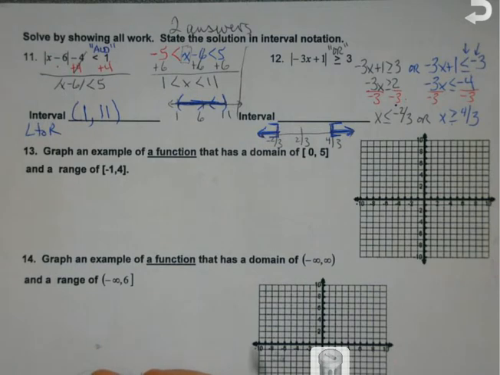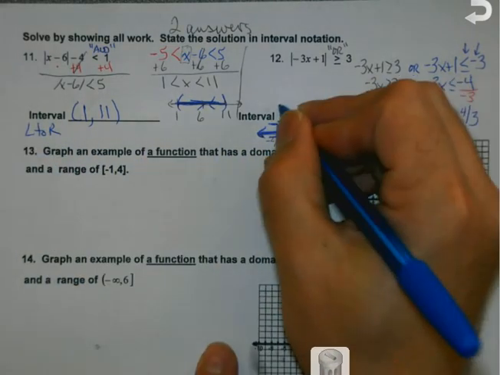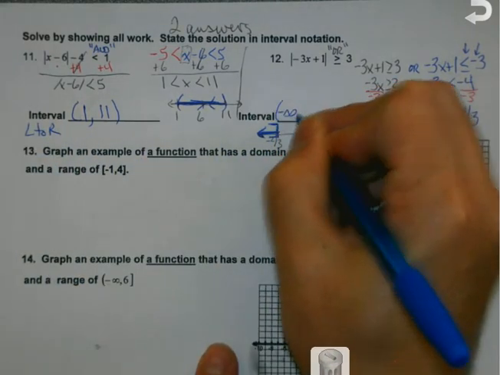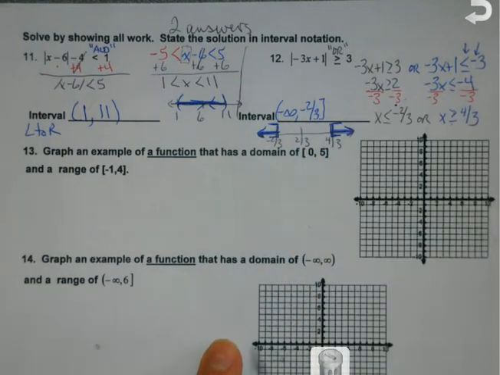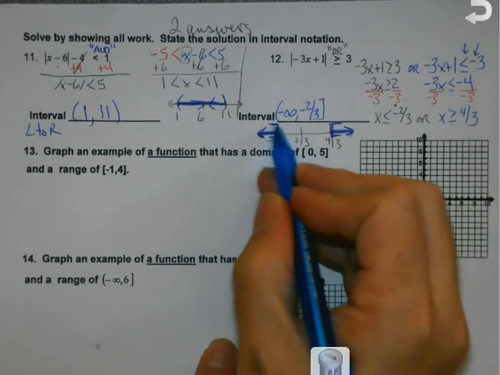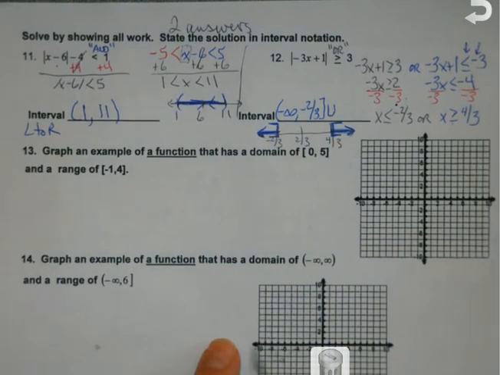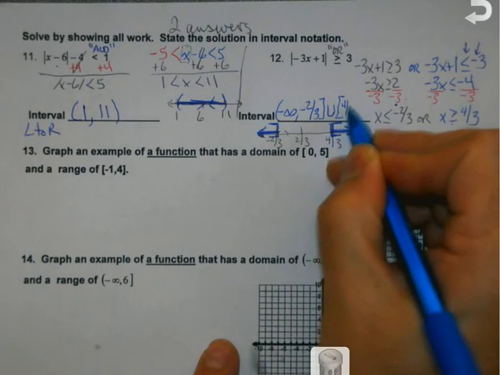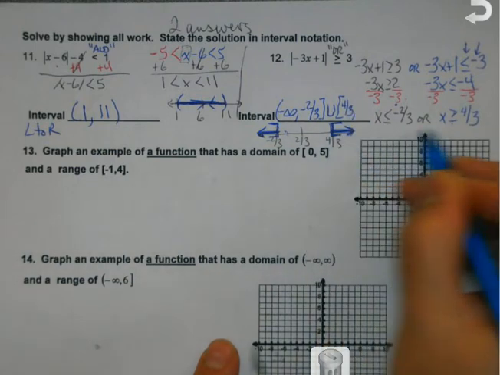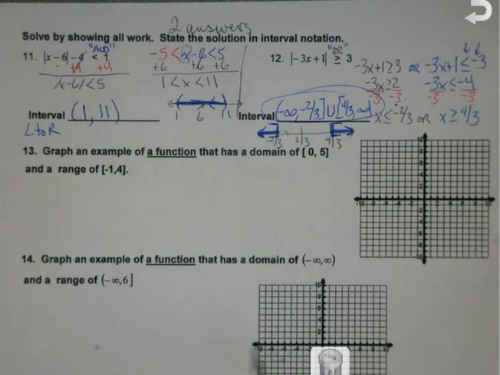Why? Because when we go left to right, left is forever to the left, up until negative 2/3. Because then it stops. But then to let it know it starts up again, we use the U for union. Come down here, we start up again, 4/3 and off forever to the right. Get my interval notation.